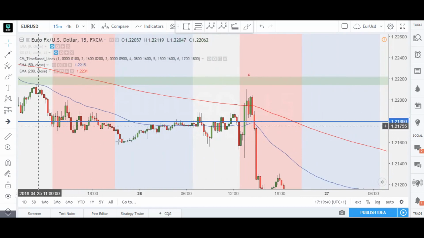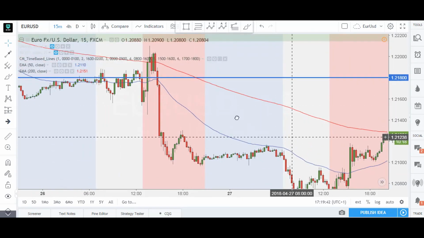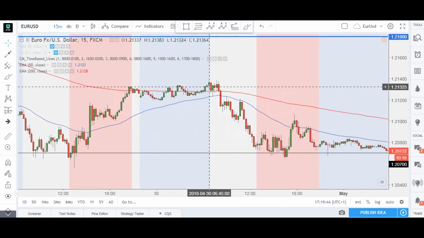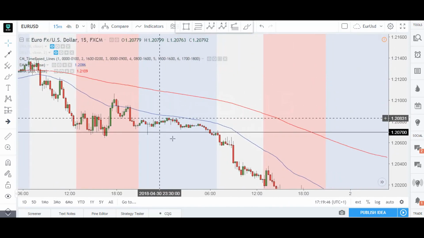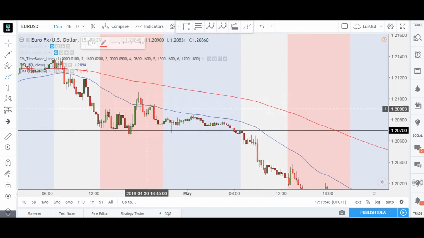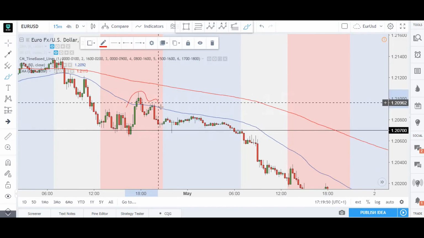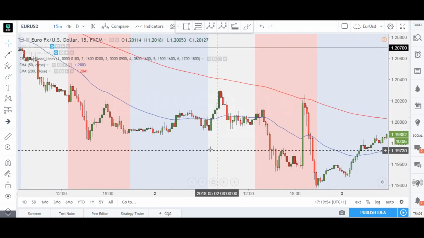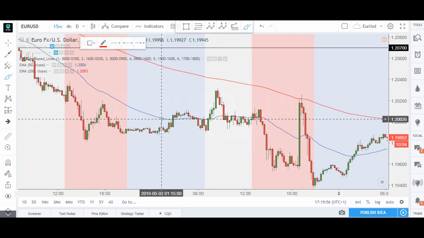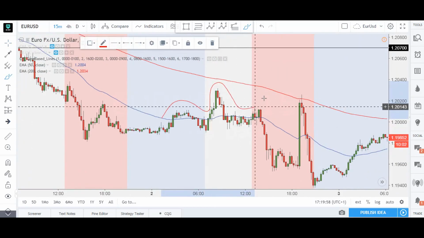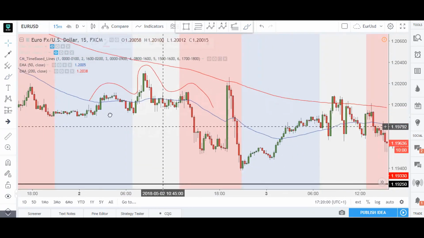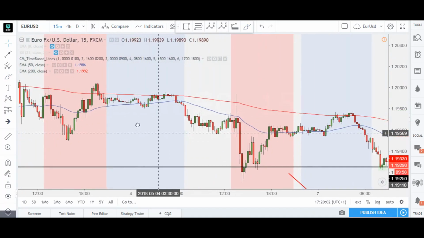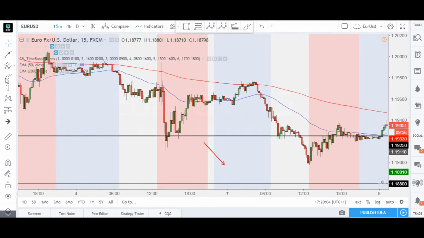We have price respecting them, we have price bouncing off these EMAs. We can see the patterns created around these EMAs. Notice how you can clearly read the patterns. This is an M formation. Look at this beautiful head and shoulders. You can clearly read these patterns and these formations. This is another M formation.